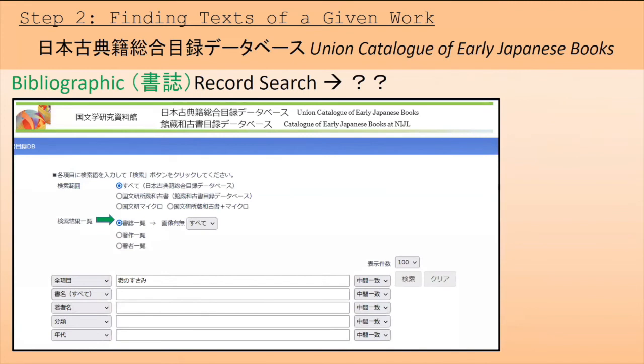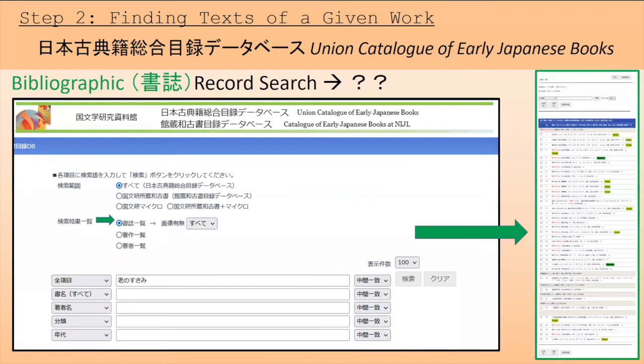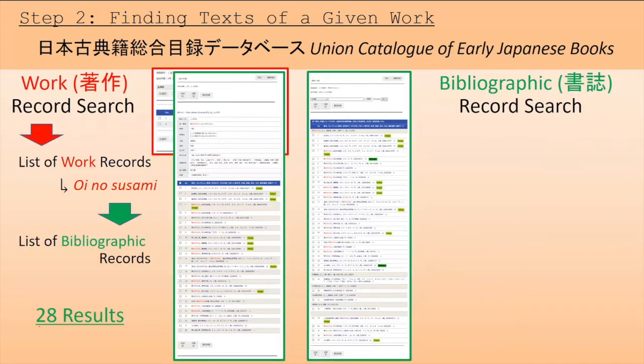What if, however, we take instead the bibliographic record search path from the start? Doing so would lead us to a similar looking, but still quite different list, and to a different number of results, 37 as opposed to 28. Nonetheless, comparing the two side by side, we see that the bibliographic record search still does get us the same core 28 results as before. Why then should we ever want to take the work record search path?